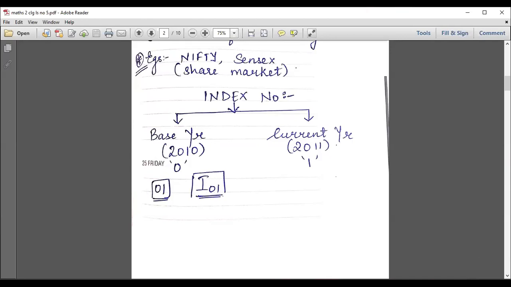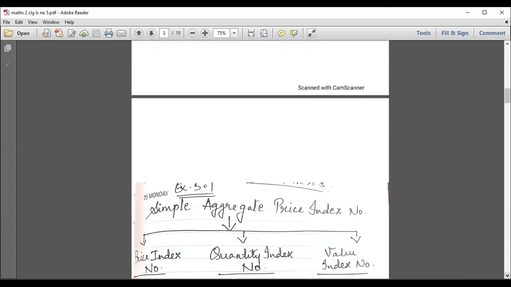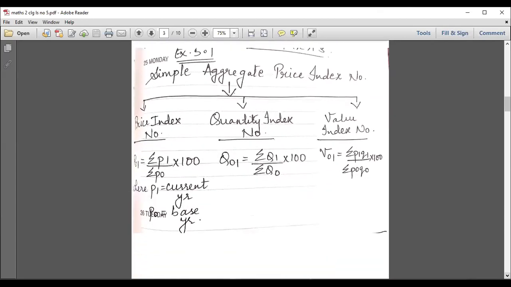Now index numbers are of 3 types. As I told you, it is related to economic activity, correct? So as you can see in the next diagram, index numbers are divided into 3 parts, and that is why they are called simple aggregative price index numbers. Here we measure 3 types of different index numbers. Number 1, the price index number. Number 2, quantity index number. Number 3, value index number. Today we'll be covering the first 2 topics, that is price and quantity index number.